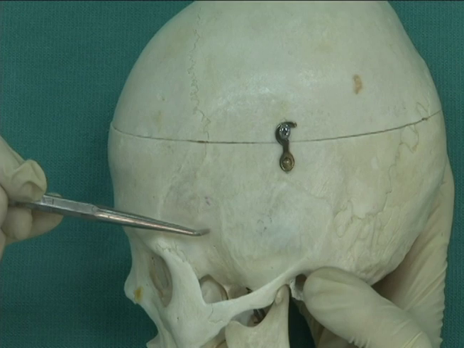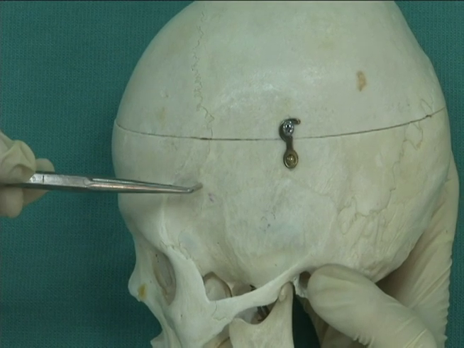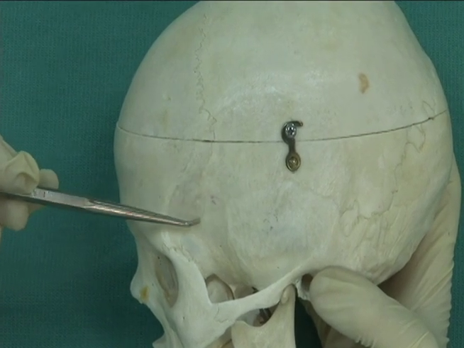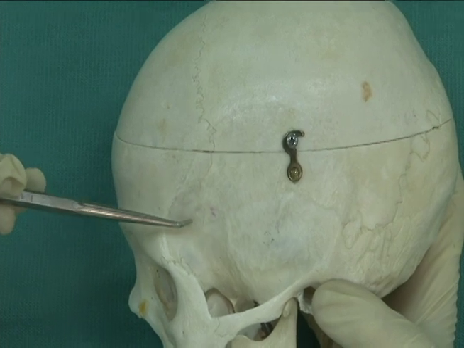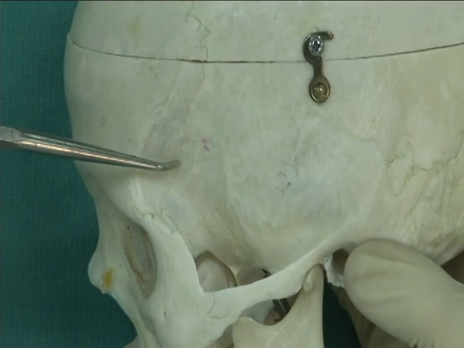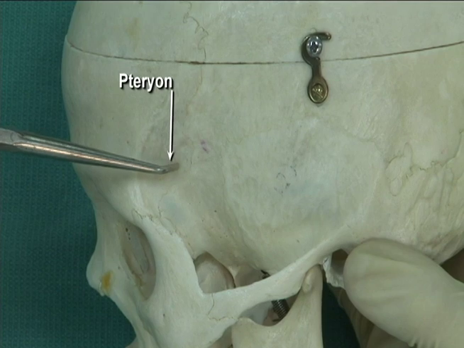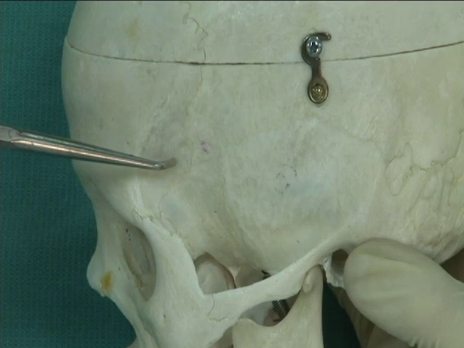Identify the area where the coronal suture meets the squamous and sphenoid sutures. This is called the pterion, which is the weakest part of the skull and is where branches of the middle meningeal artery lie in grooves on the internal surface of the skull.